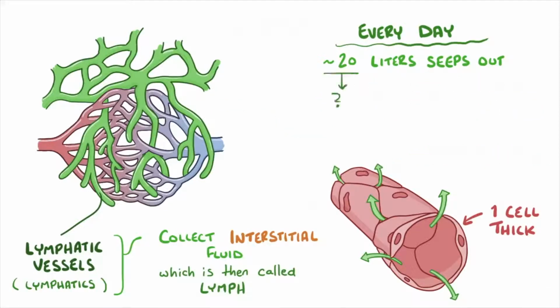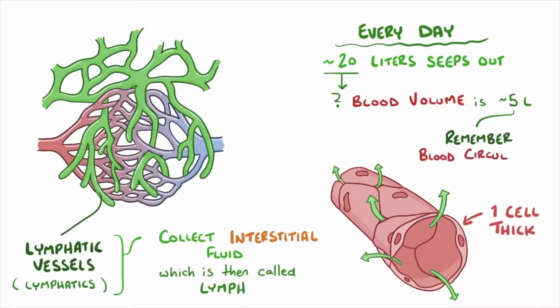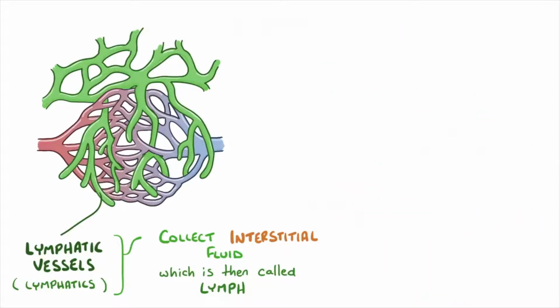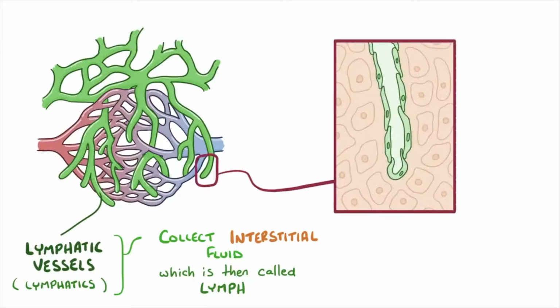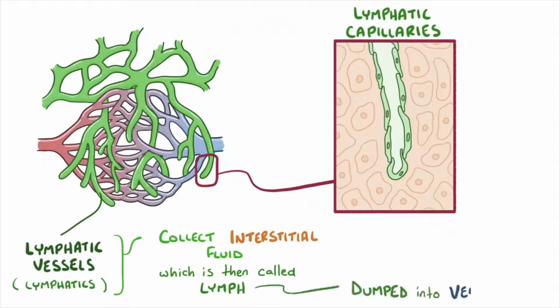You might be wondering how there can be 20 liters of fluid seeping out each day if the blood volume is only 5 liters. Well, remember that the 5 liters is constantly in motion, and that it gets recycled over and over every single day. Unlike the circulatory system, the lymphatic system isn't a closed loop, because fluid and proteins make their way into the microscopic lymphatic capillaries, and all of the collected lymph is dumped into the veins.